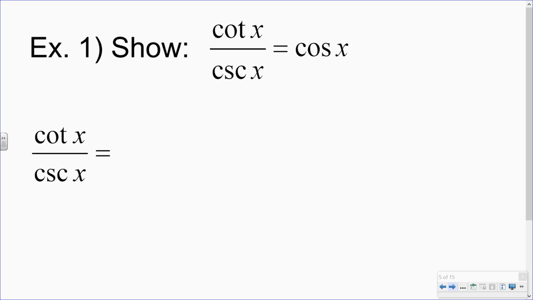So cotangent. If I write that as its reciprocal, 1 over what? 1 over tangent. I wonder, do you think 1 over tangent is really going to help me get closer to cosine? Not really. So what else can I do with cotangent? What's my other choice for cotangent? Cosine over sine. So I'm going to rewrite this cotangent of x as cosine x over sine of x.